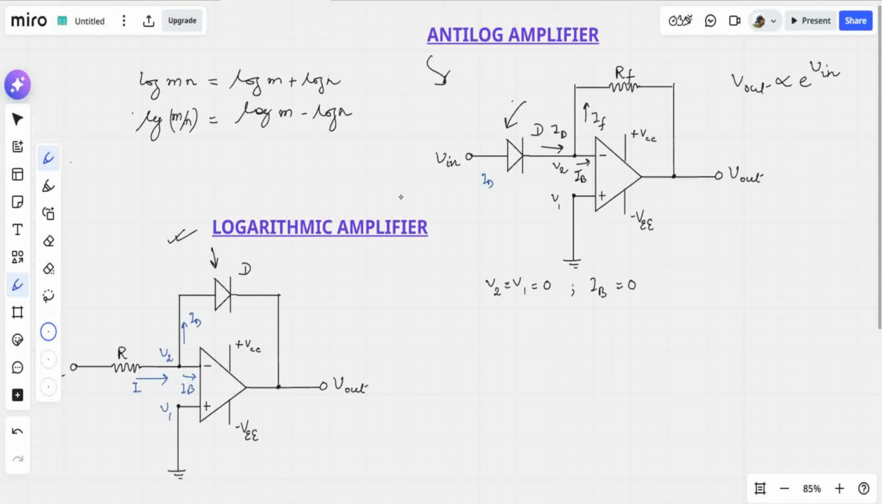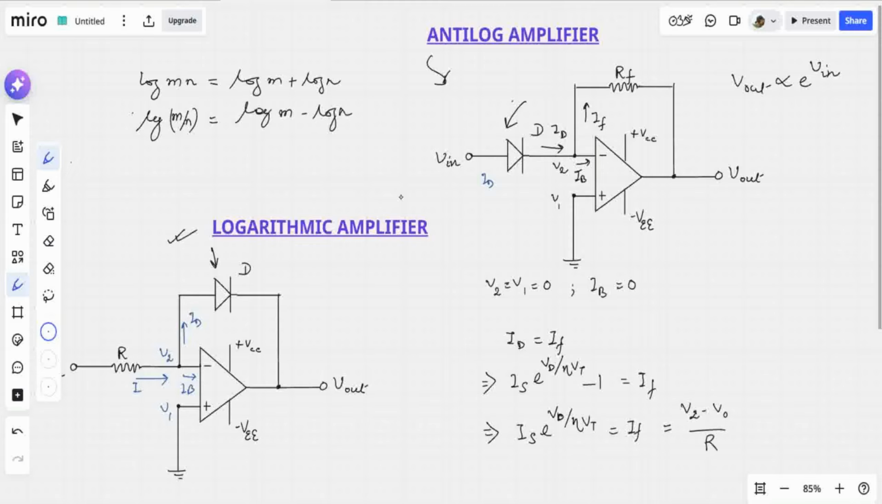If we write down the KCL equation, it will be ID equals I. And as we know the value of ID from the diode equation, which is IS into e to the power Vd by eta Vt minus 1, equals I, and we can neglect the minus 1, so it will be e to the power Vd divided by eta Vt, times IS, equals I. Now the value of I, or IF, is given by the ratio of voltage by R. The voltage is V2 minus V out, divided by the resistance RF. V2 is 0, so this will be minus V out by RF.